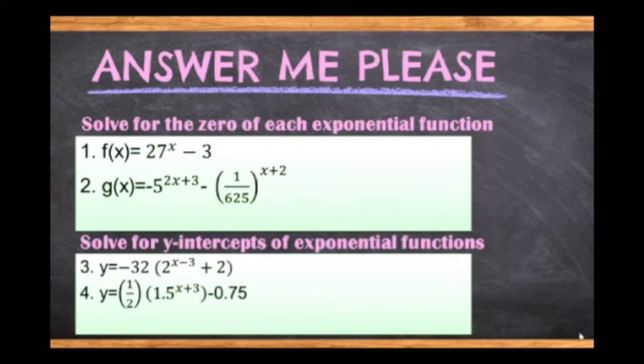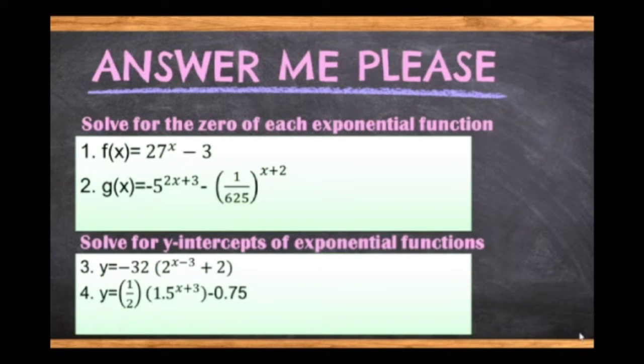And for all of you to fully understand the topic, let me give you an activity entitled Answer Me Please. Solve for the zero of each exponential function with the given f of x is equal to 27 raised to x minus 3. Then number 2, g of x is equal to negative 5 raised to 2x plus 3 minus quantity 1 all over 625 raised to x plus 2.